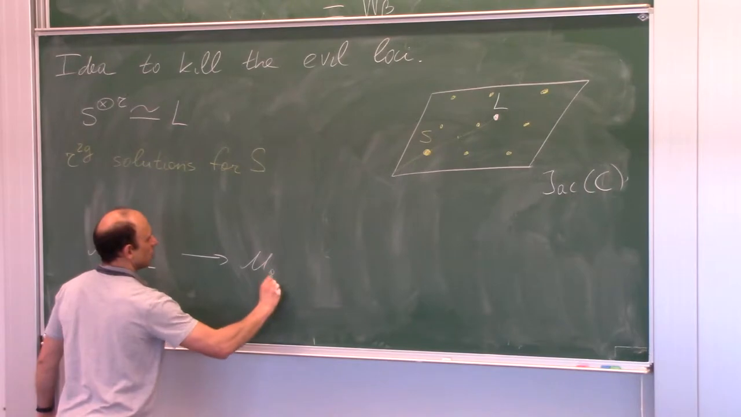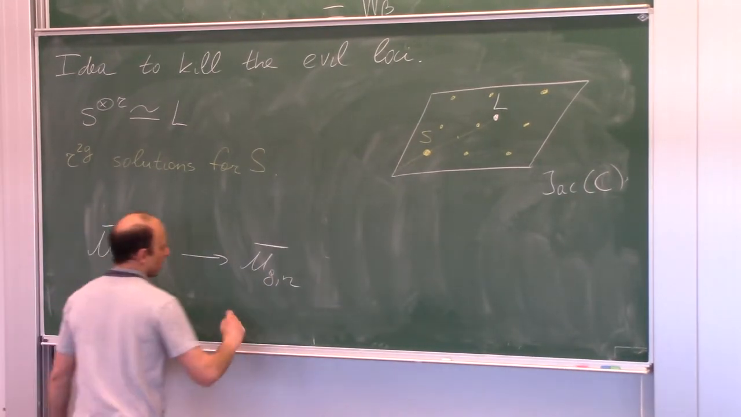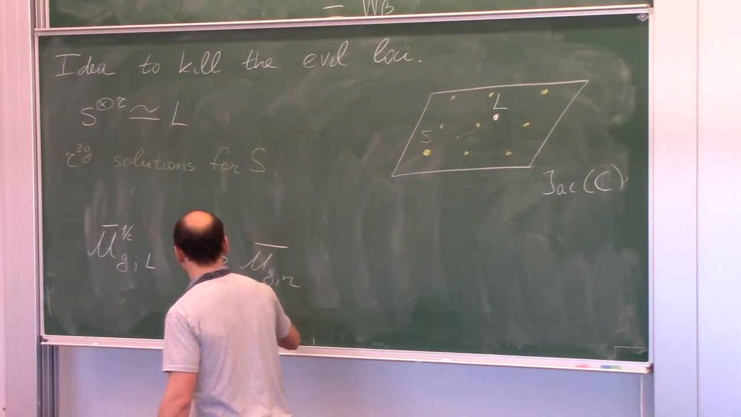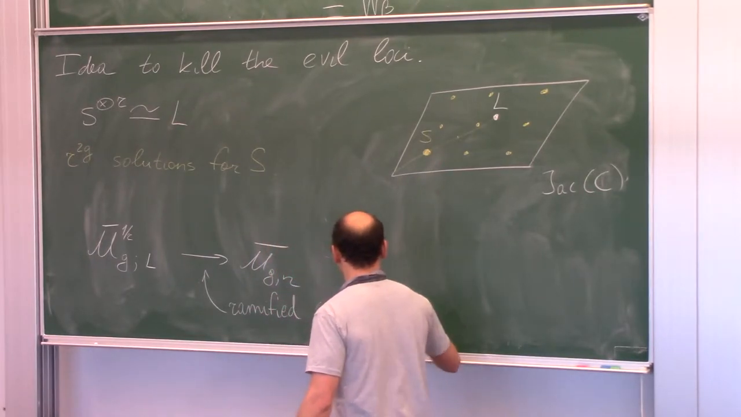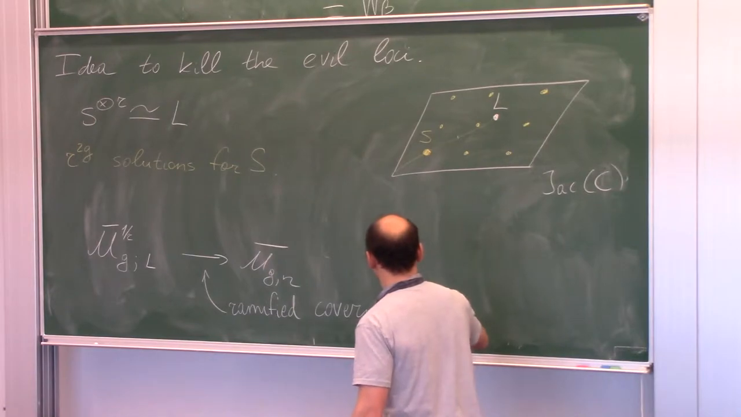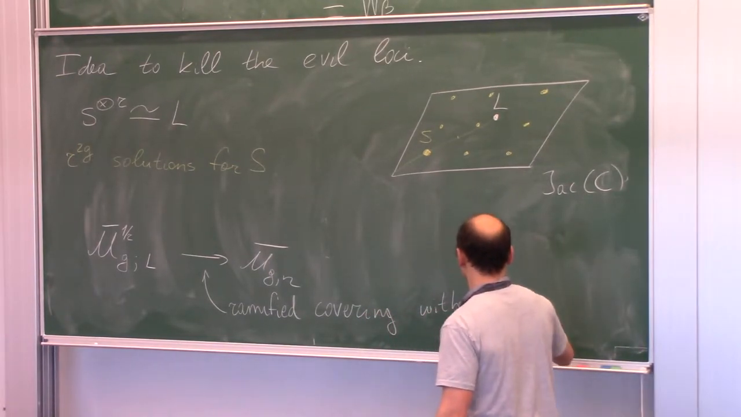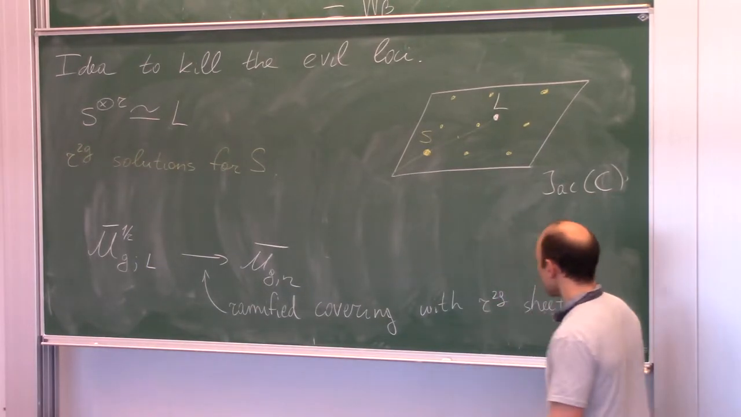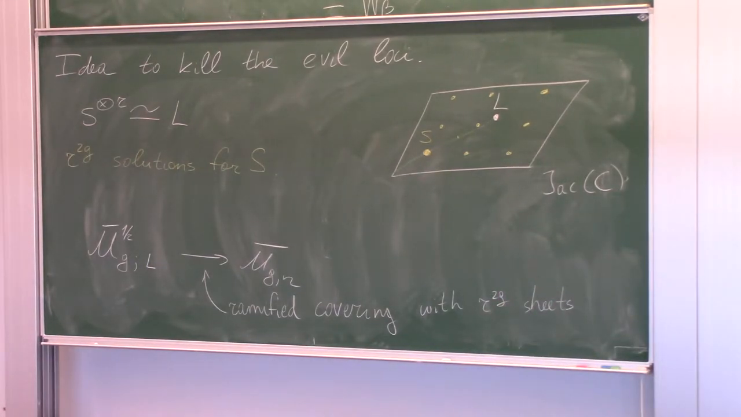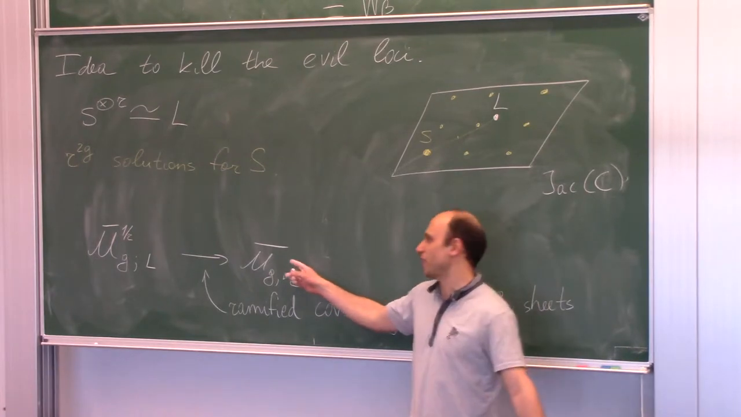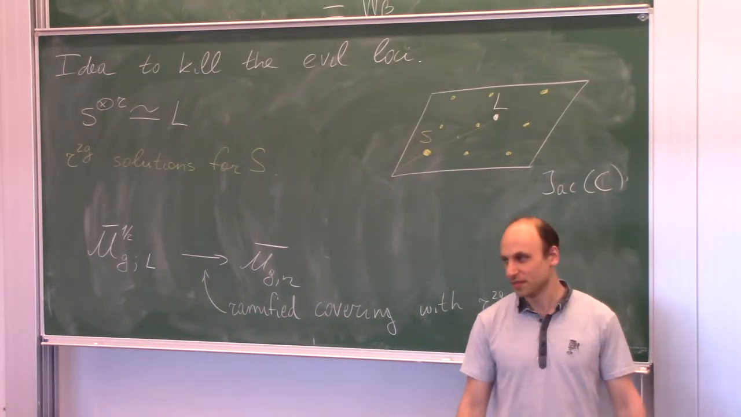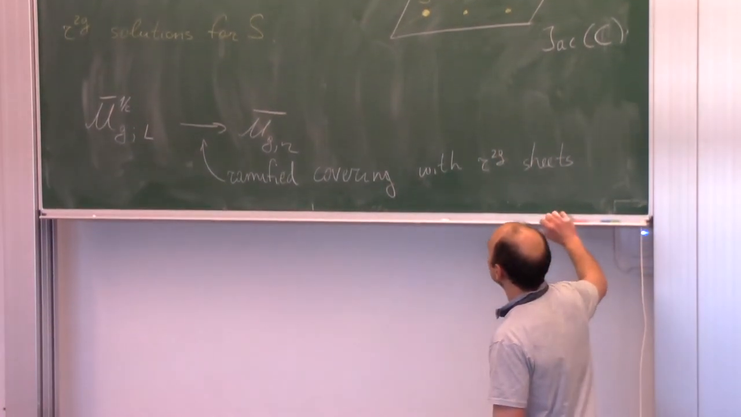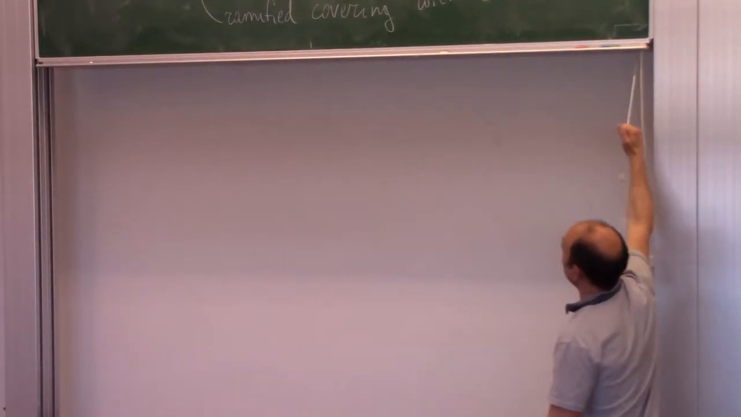And it has a projection to M_g,n bar that is a ramified covering with r to the power 2g sheets. So over the open part, over M_g,n, it's actually non-ramified. For any point in the smooth M_g,n, you have exactly r to the power 2g solutions. But over the boundary, it becomes ramified. OK, so how is this going to help us?